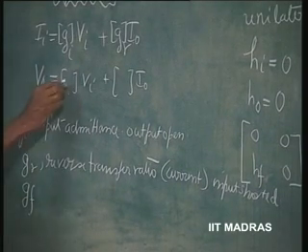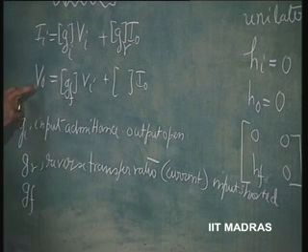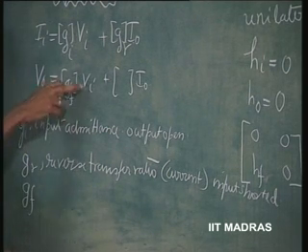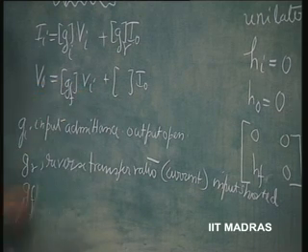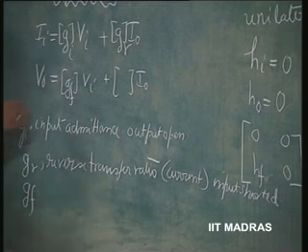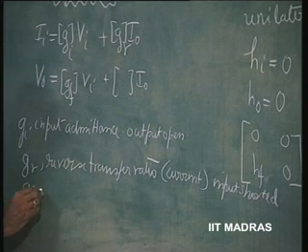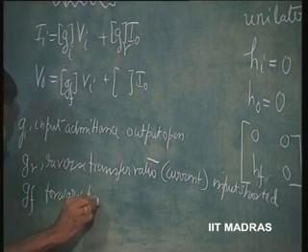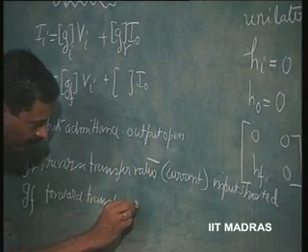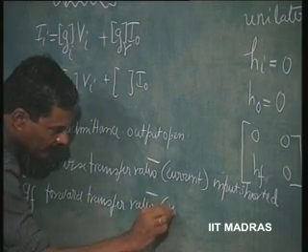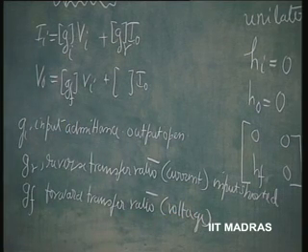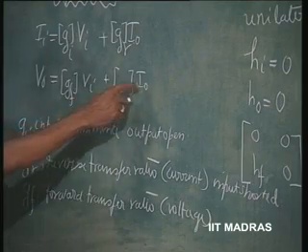GF, V naught by Vi, again it is a voltage ratio, forward transfer ratio. So, forward transfer ratio, what? Voltage. Again output is open, I naught is 0.